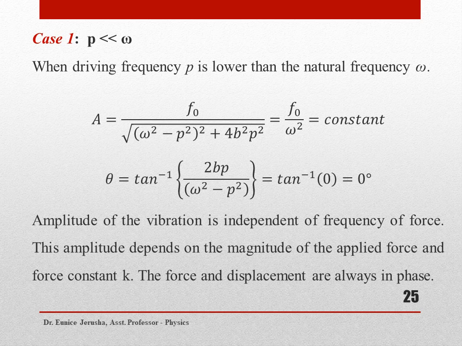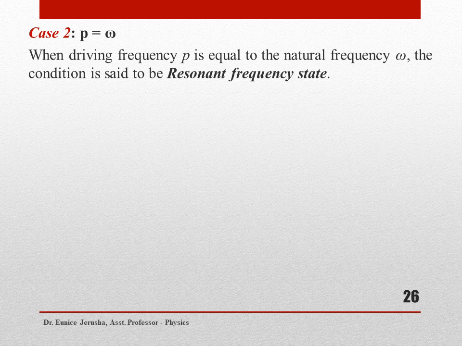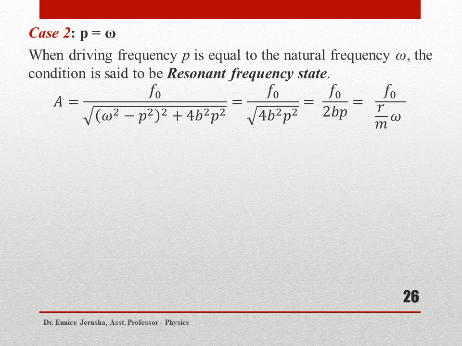We consider another case where P is equal to omega, that is, the driving frequency P is equal to the natural frequency omega. Such a condition gives rise to a state called the resonant frequency state. Here, in the equation for the amplitude, when we substitute P equal to omega, the first term in the square root of the denominator disappears and we are left with the second term 4B square P square. Square root of this second term gives us 2BP.